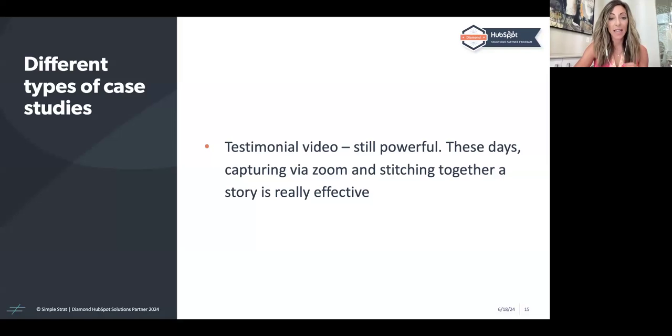So especially these days, capturing it via Zoom and stitching it together in a story is really effective. Especially if you can keep it as short and to the point as possible. But a lot of times when you're using these testimonial videos, the client will say things that you could never put in writing. You can hear their emotion and you can hear how the story came together. So I would certainly lean into that.